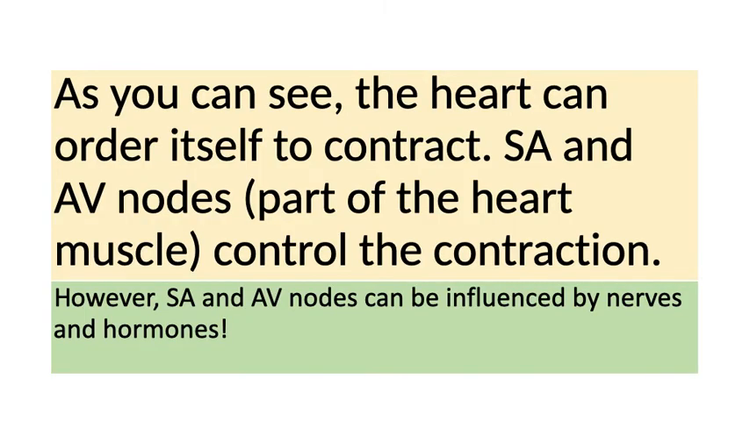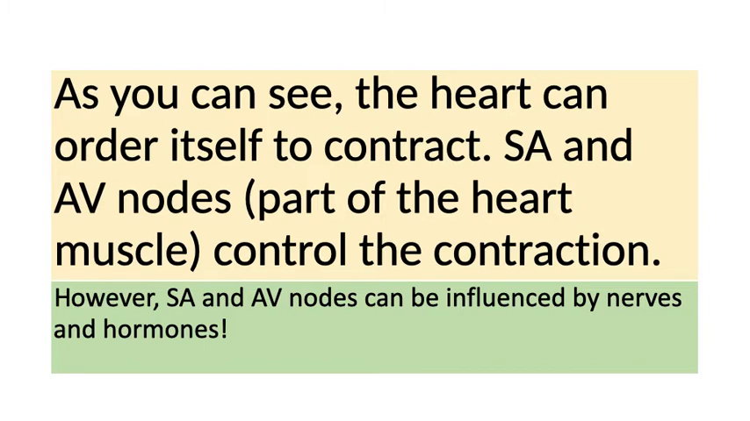So as you can see from the previous slides, the heart can order itself to contract. And the SA plus the AV nodes are the conductors, or the ones that lead the contraction. So it will be in a uniform manner, right? Parts of the muscle in the heart will not just randomly contract. They have to follow the instruction from the SA and AV node.